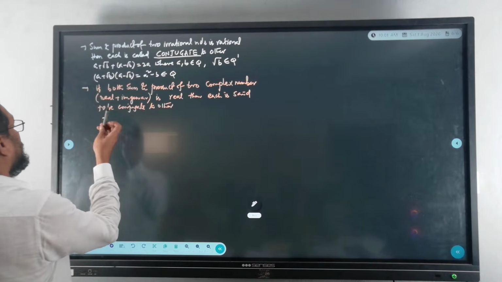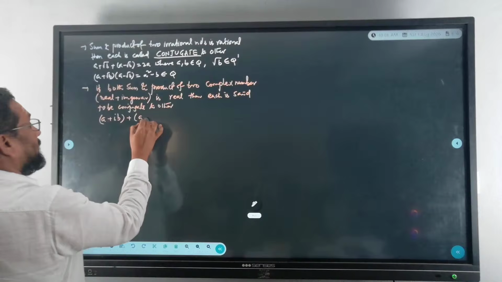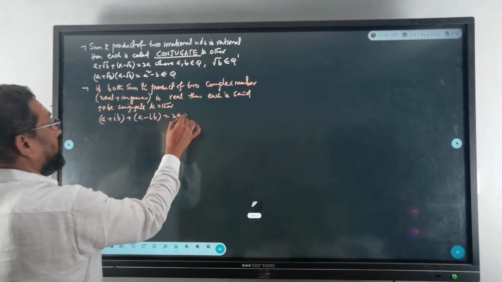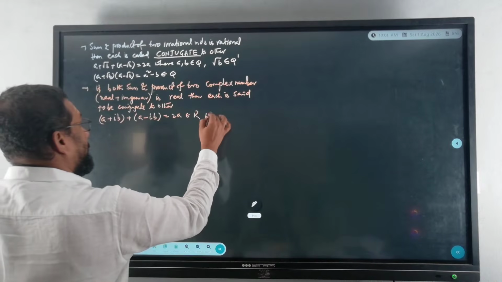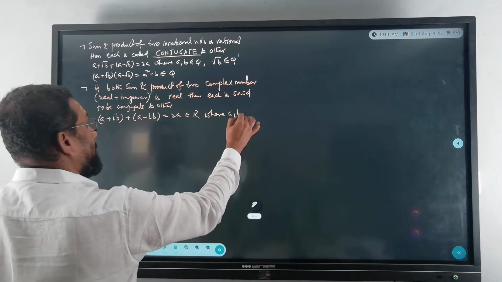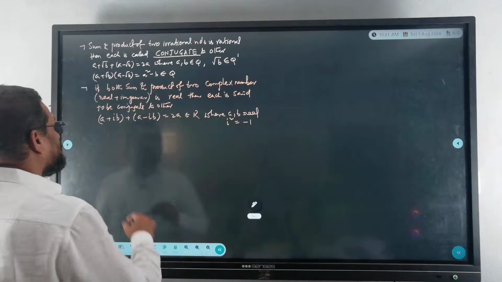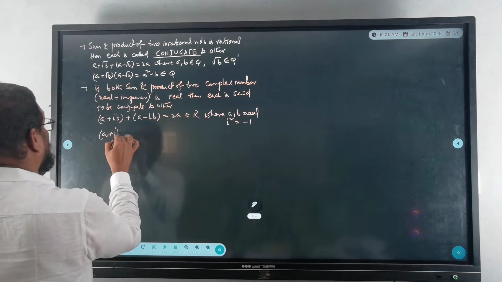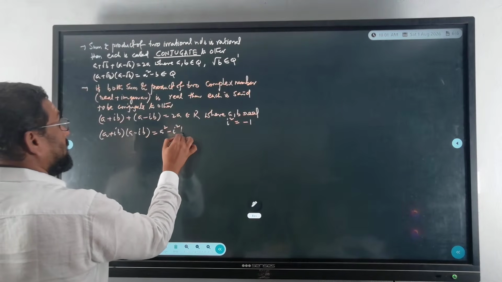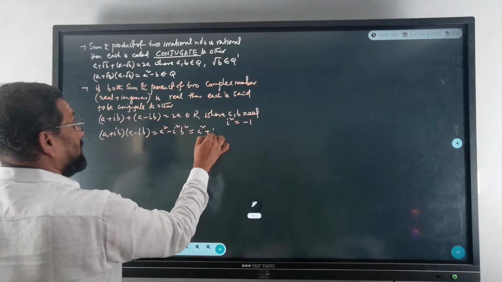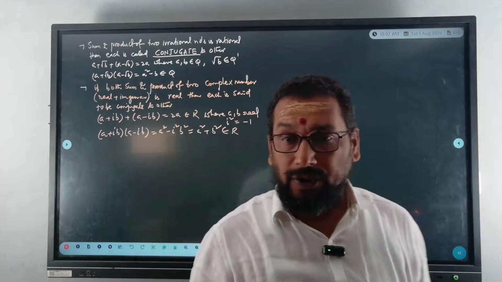So for example, a plus ib plus a minus ib is equal to 2a, which belongs to real, where a, b real, and i square is equal to -1. Now a plus ib into a minus ib is equal to a square minus i square b square, that is a square plus b square, is also real. That is called conjugate.